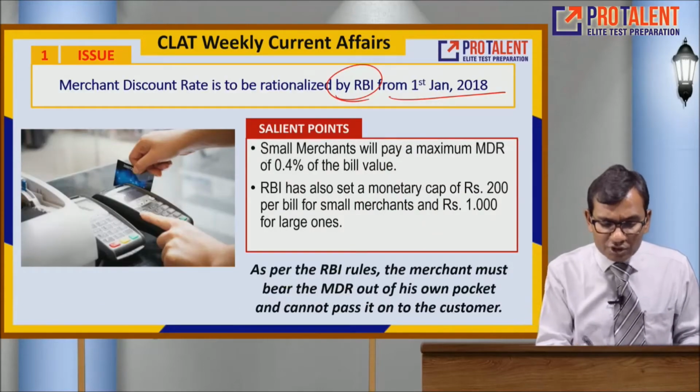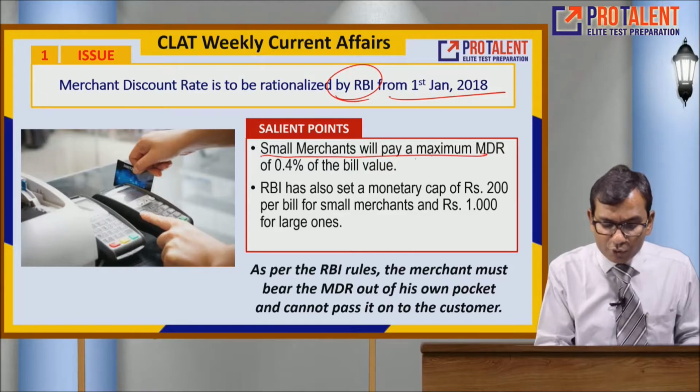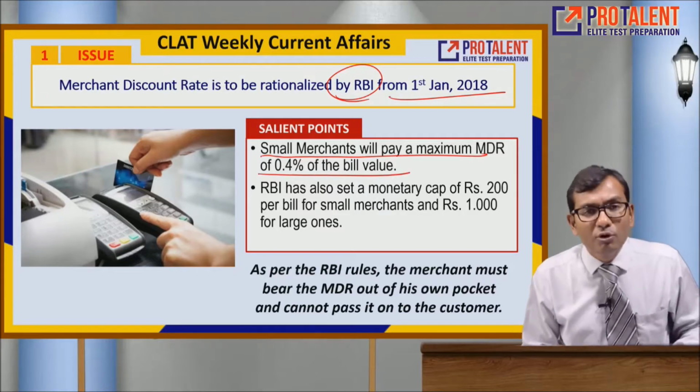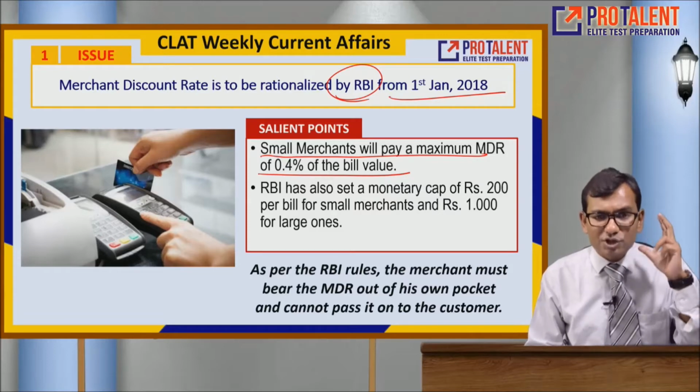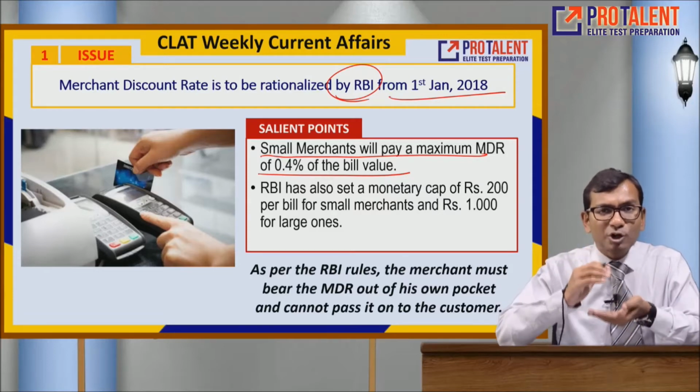So what is the news? The news is it is reduced and it has been rationalized to 0.4% of the bill value for the small merchants with a cap of 200 rupees per bill.